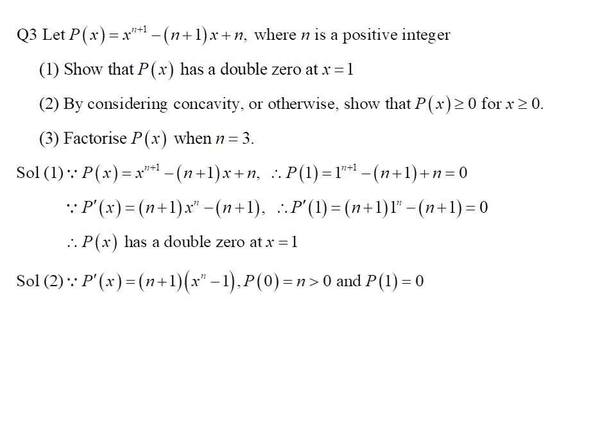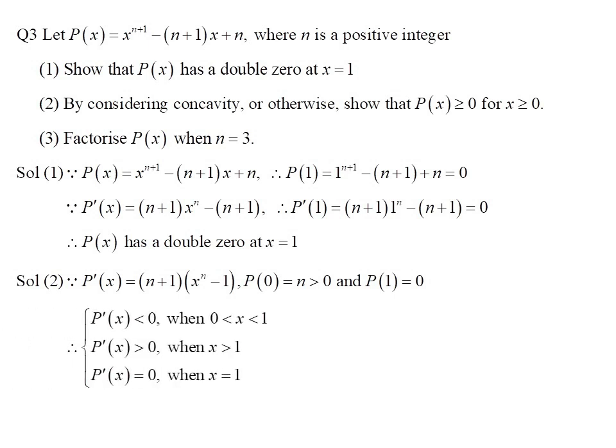As for the second question, since we have the derivative function p'(x), we know that when x is between 0 and 1, p'(x) is less than 0. When x is greater than 1, p'(x) is greater than 0. When x equals 1, p'(x) equals 0. So it proves that the polynomial function p(x) is greater than or equal to 0 when x is greater than or equal to 0. p(x) equals 0 when x equals 1.